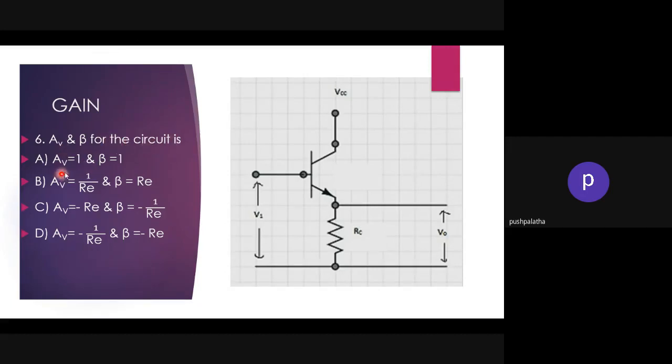They had given gain equal to 1 and beta equal to 1. Gain equal to 1 over RE and beta equal to RE. And gain equal to minus RE and beta equal to minus 1 by RE. And AV equal to minus 1 by RE and beta equal to minus RE.